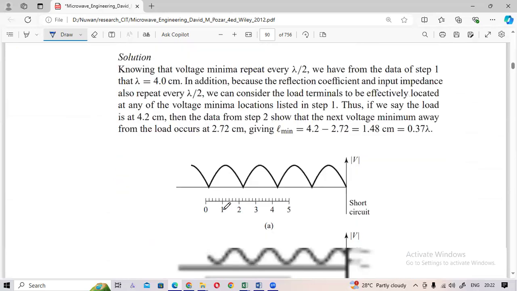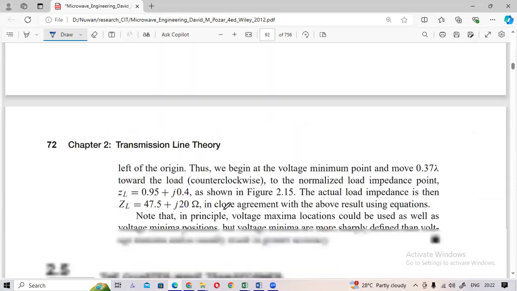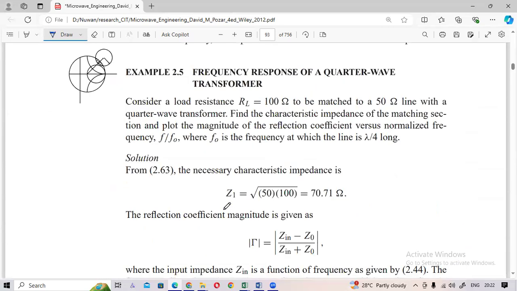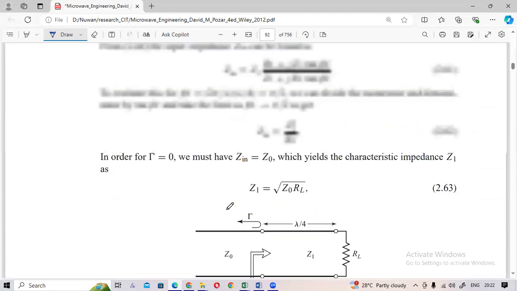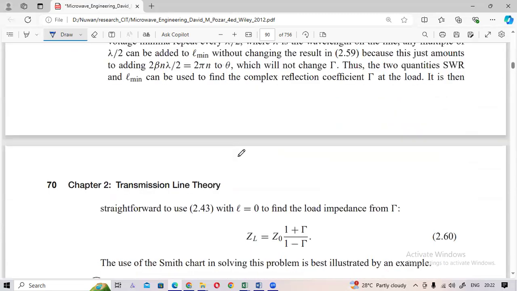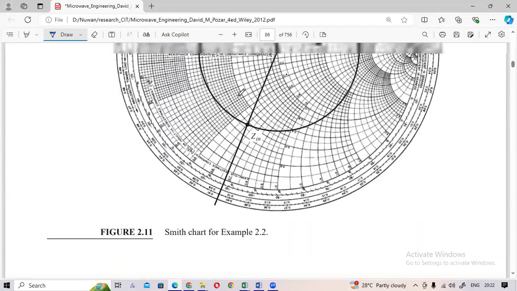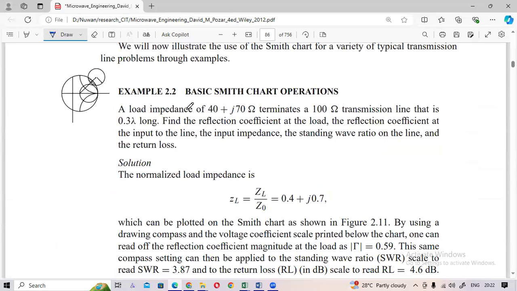Then we have learned how to use this Smith chart to calculate some parameters related with the transmission line, okay. So this example is enough for that one, okay. So in your assignments or mid-semester exam, this type of one or two questions will come, okay.